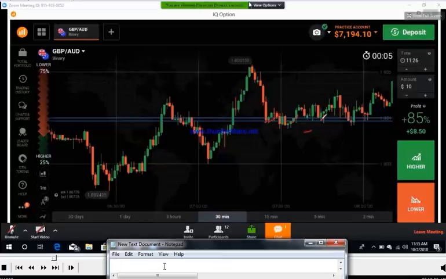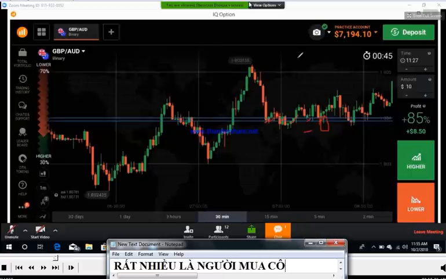It means it may break this level here, may break this level, or here, because the market is trying to break this level here, here, and here. It means the market is trying, it may break this level. So you can trade here for the first time. You can't trade in the same direction again.